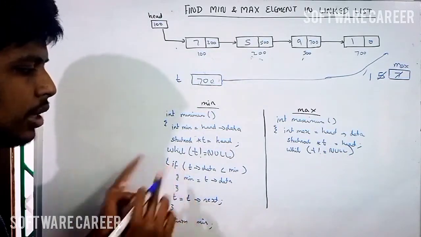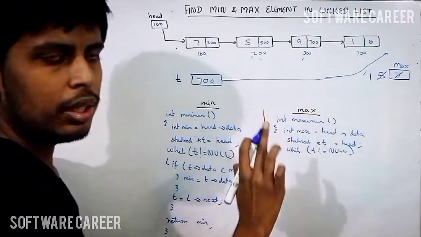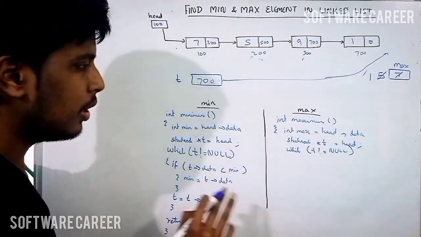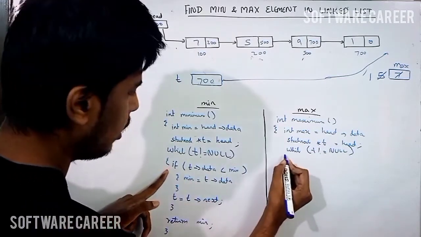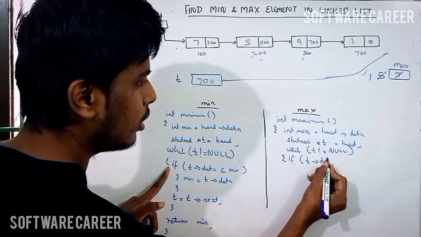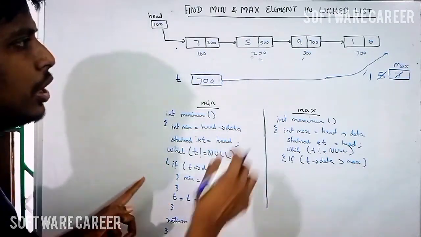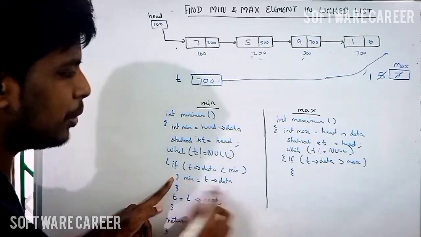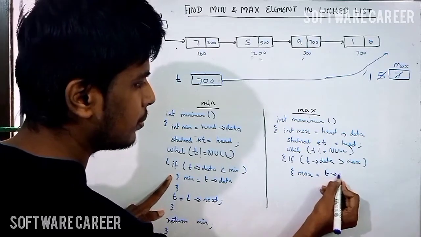Now see, this condition only you should change. At starting you compared whether 7 is less than minimum, but in this case you should compare whether 7 is greater than maximum. That is the difference, because you are finding the maximum element. So I am changing this condition. See, if t data greater than maximum, if it is greater then you should update the maximum value. That's why I am writing, instead of minimum I am writing maximum. Maximum equals t data.